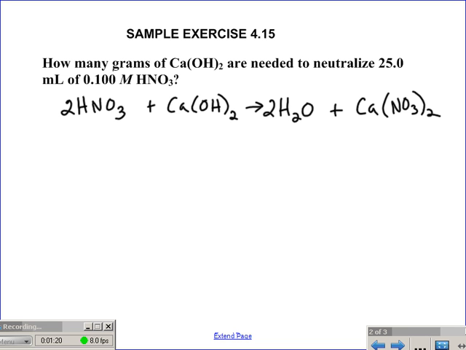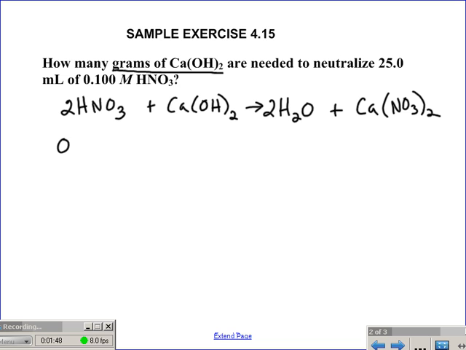We're solving for grams of calcium hydroxide, and we know that we have 25 milliliters of a 0.1 molar nitric acid solution. So what I'm going to do is find out how many moles of nitric acid I have in this solution, and then I'm going to use stoichiometry, a mole-to-mole ratio, using our balanced equation in order to determine how many moles of calcium hydroxide I have, and then in turn convert that to grams.